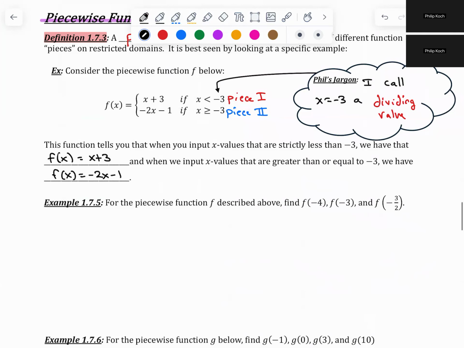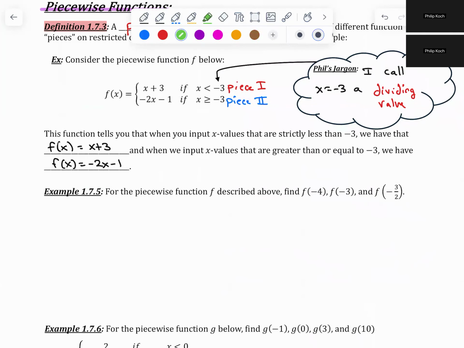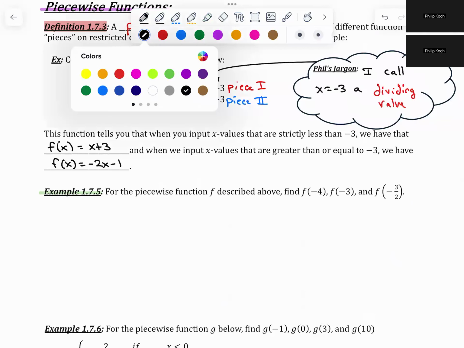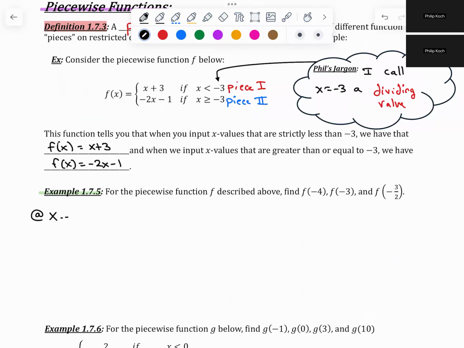Okay, so example 1.7.5. Oh, it's one of those weird ones. All right. For the piecewise function f described above, find f of -4, f of -3, and f of -3/2, or -1.5. So at x equals -4, f is piece what?